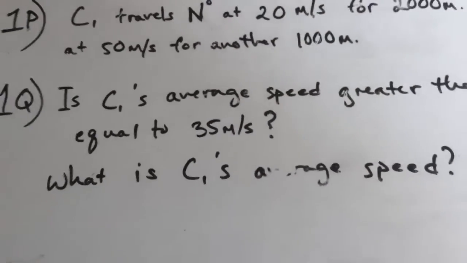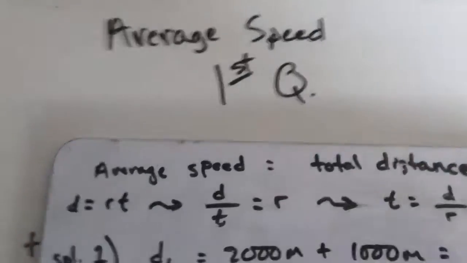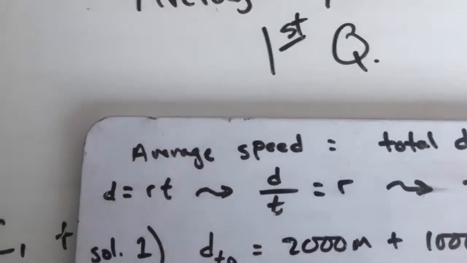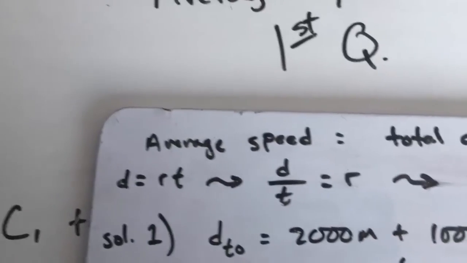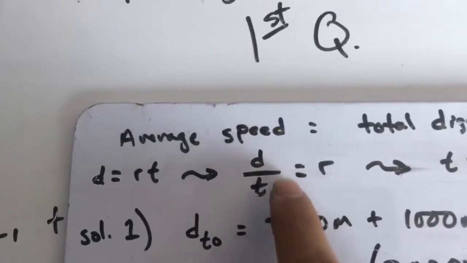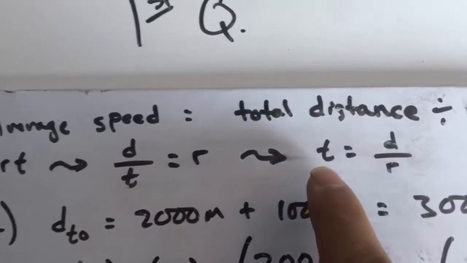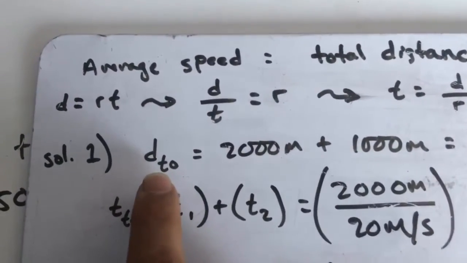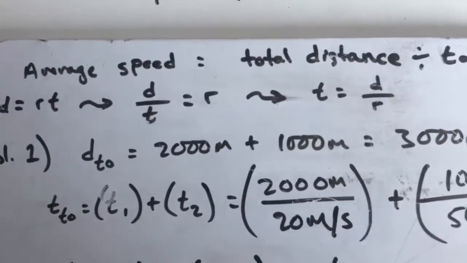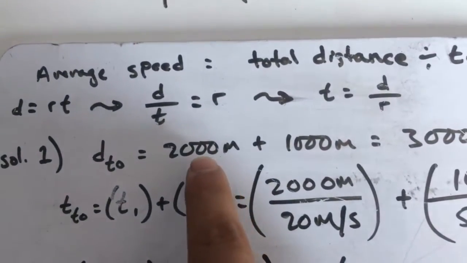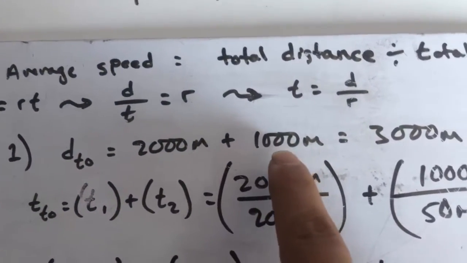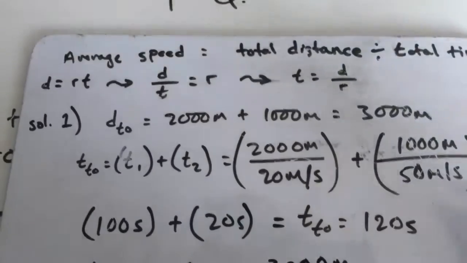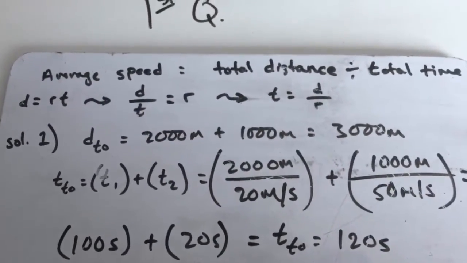What is the car's average speed? Here we have our distance, rate, and time formula. Solving for rate, we have distance divided by time. Solving for time, we have distance divided by rate. D with the subscript TO means distance total. In this case, we have distance from the first segment plus distance from the second segment equals our distance total, 3,000 meters. Now we need to calculate the time total.